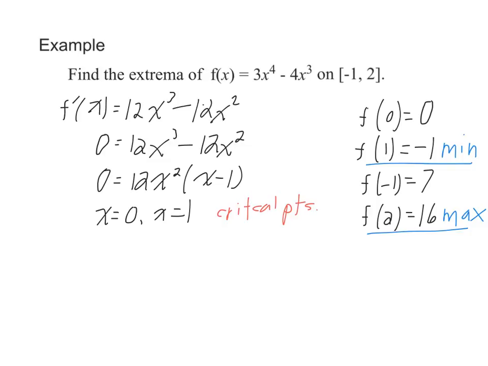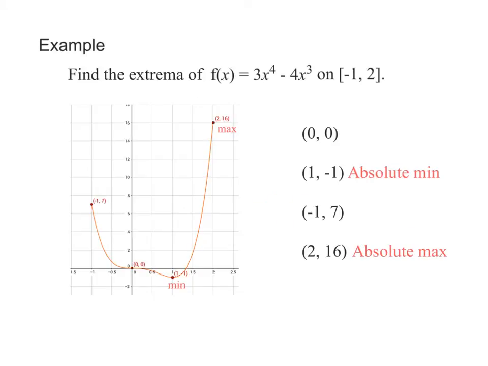Just to confirm that everything we found is correct, use the paper that you're taking notes on and compare it to this graph. Here are the values that we actually talked about, and you can see everything seems to be matching. 0, 0, it's definitely an important point, just we don't know what it's called yet. It looks like a local max. 1, -1 is the absolute min we found. -1, 7 is an endpoint, just not really significant. And finally, 2, 16 is the absolute max. It was the highest point on this graph. Everything seems to be confirmed with what we found.